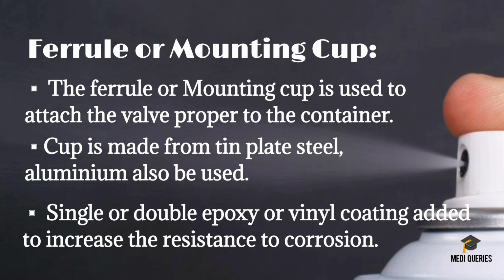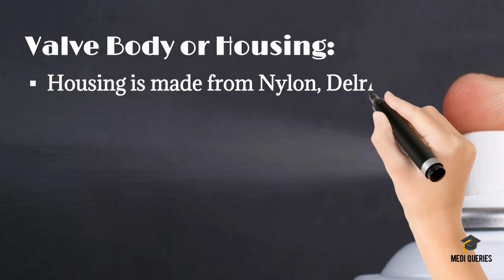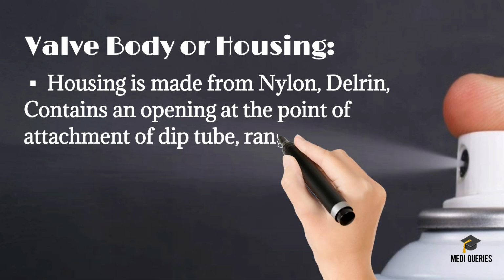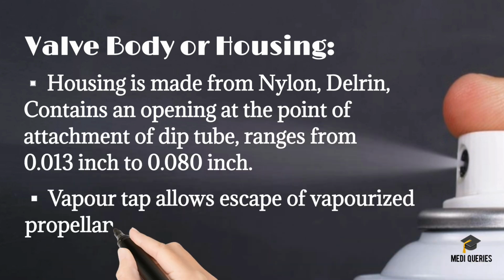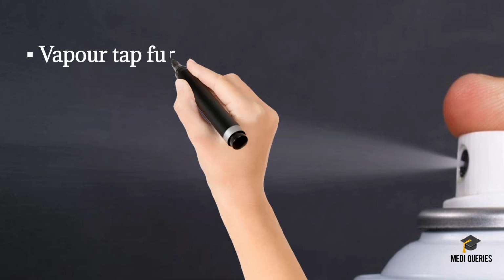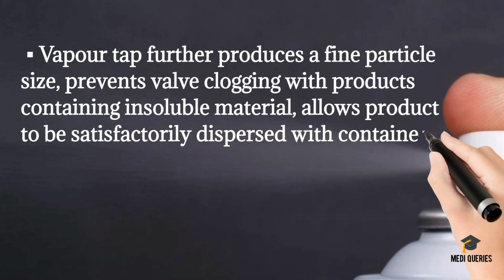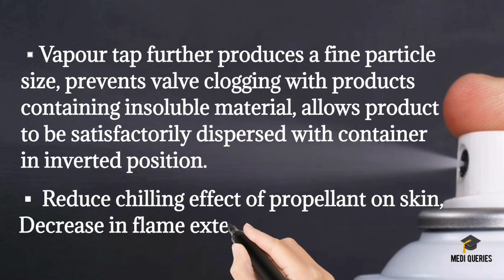Next to the ferrule is the valve body or housing. The housing is generally manufactured from nylon or Delrin and contains an opening at the point of attachment of the dip tube, which ranges from about 0.013 inches to 0.080 inches. The housing may or may not contain another opening referred to as the vapor tap. The vapor tap allows for the escape of the vaporized propellant along with the liquid product.